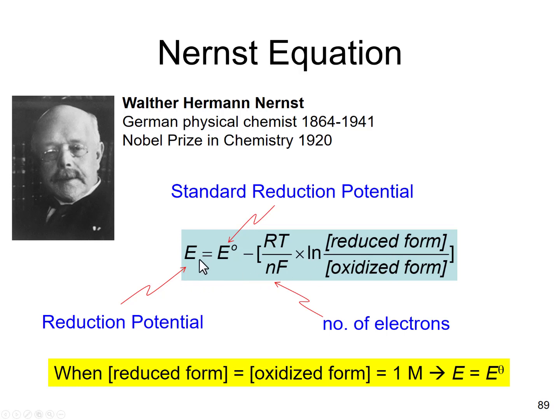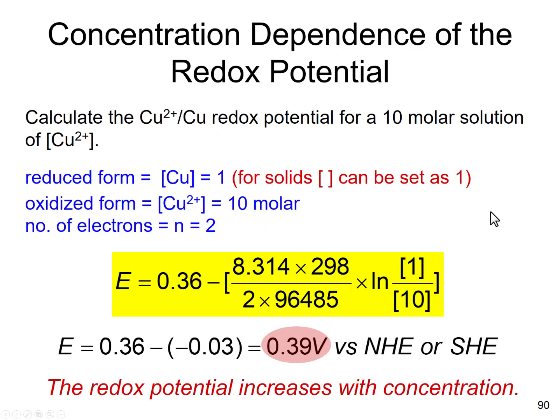And so you have E equals the standard reduction potential minus RT divided by NF. And again, N is the number of electrons being transferred in this particular reaction, multiplied by the natural logarithm of the reduced form over the oxidized form. Now, when the concentration of the reduced form and the oxidized form are both 1 molar, then E will become the standard reduction potential that we have been already using in the previous reactions. So here we look at a concentration dependence of the redox potential.